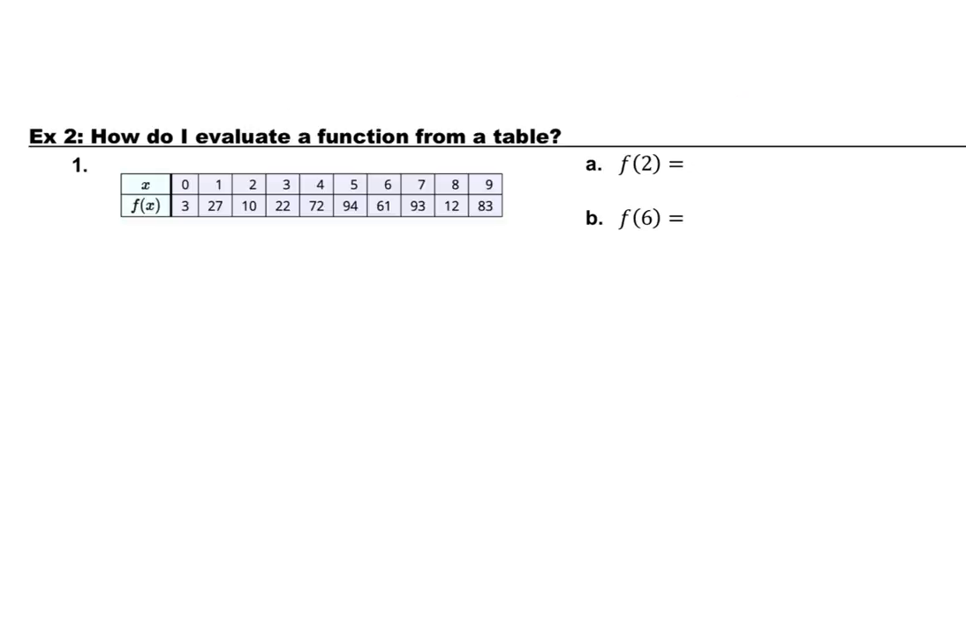So example 2, how do you evaluate a function from a table? All we're simply doing is, remember we said that this number right in here is our x value. So we need to come over to our table and find when x is 2. And so what is f of x when x is 2? Well, it's 10. So for f of 6, we're coming over here, saying that x is equal to 6, and finding that when x is 6, f of x is equal to 61.